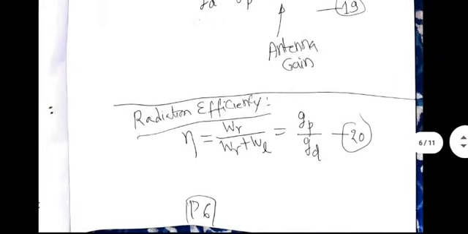Now, radiation efficiency is defined as output power, which is WR, divided by input power, which is WT. And WT is WR plus WL. So it's very easy to prove that eta is GP by GD. If losses are negligible, eta is 1, which is 100%.